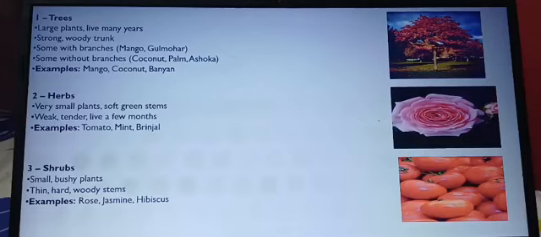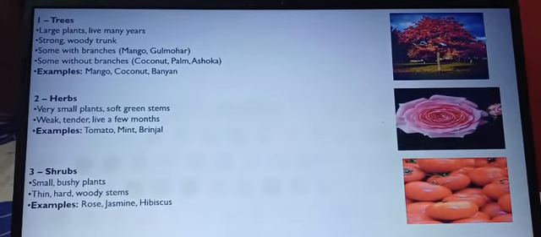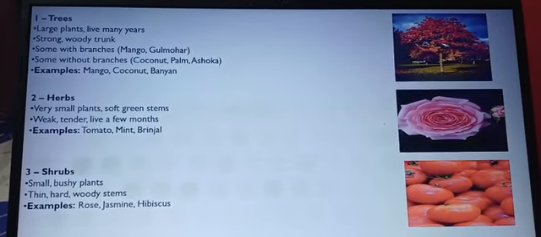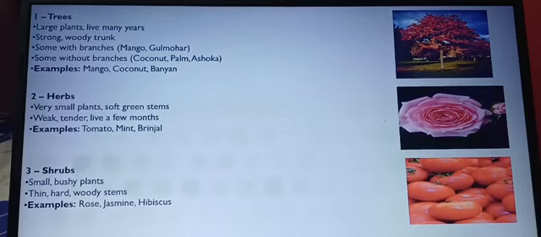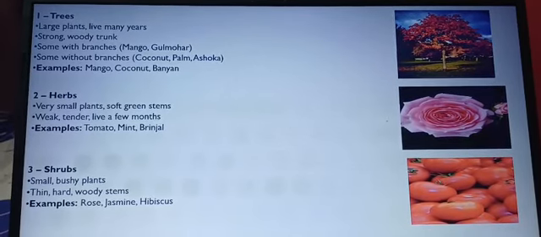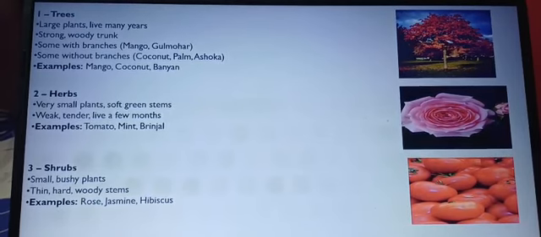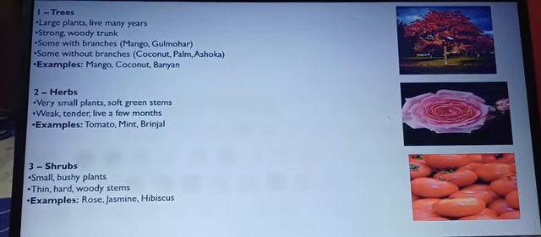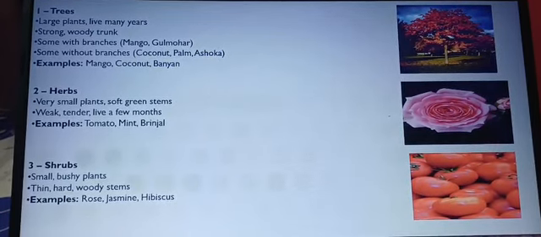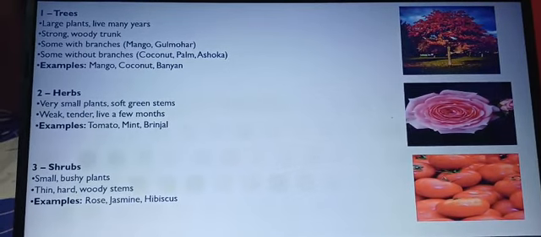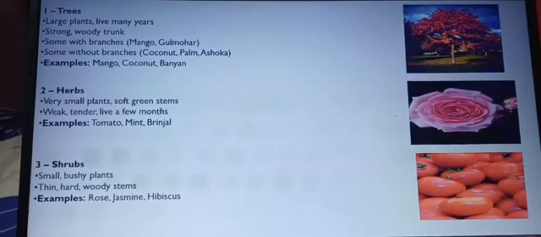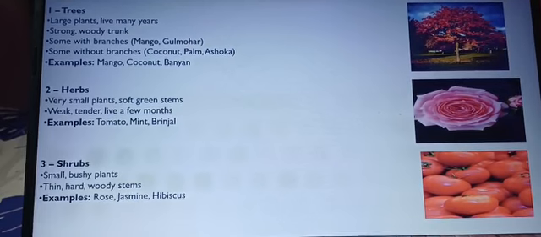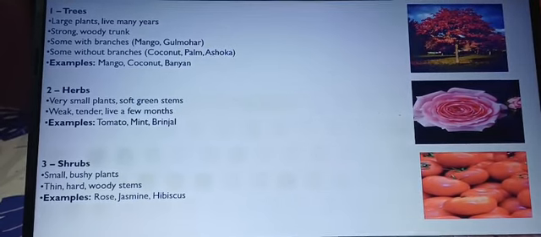What did we study? We studied that trees are large plants that live for many years. They are strong and have woody trunk. Some of the trees have branches and some are without branches. Some examples of trees are mango, coconut or banyan tree. What are the trees who do not have any branch? Coconut, palm, ashoka. These trees do not have branches, while mango tree, gulmohar tree have branches.